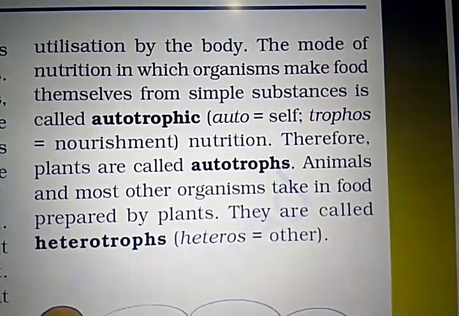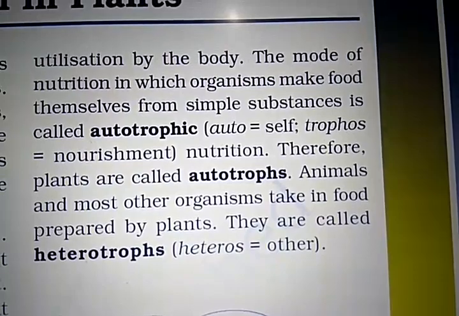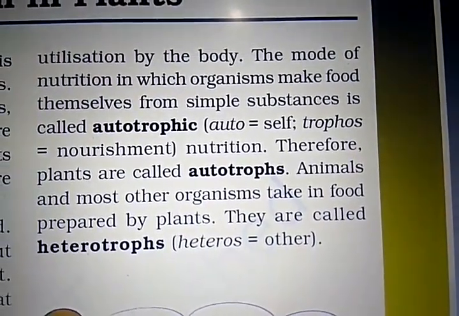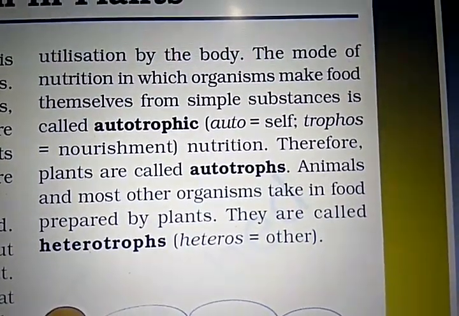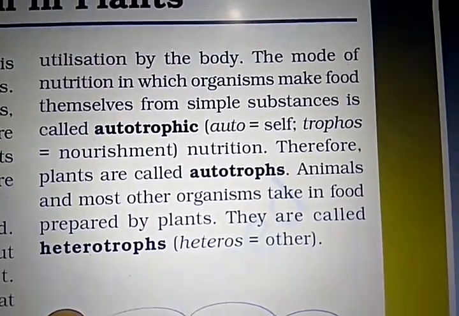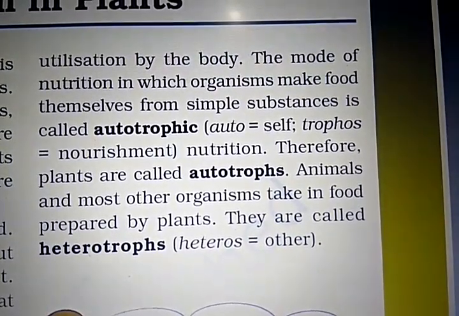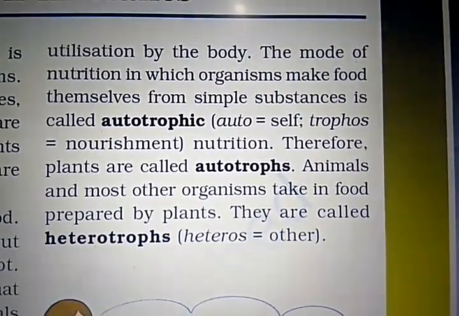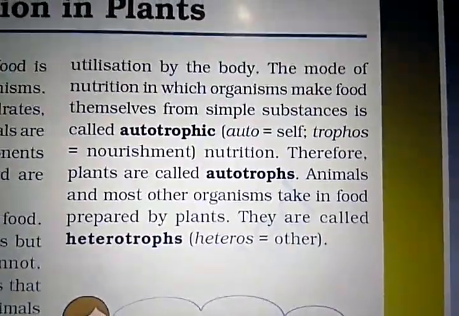The mode of nutrition in which the organism makes food itself from simple substances is called autotrophic. Auto means what? Self, and troph means nourishment, right? Self nourishment, self nutrients it creates. That is the mode of nutrition in which organisms make food themselves from simple substances, that is autotrophic. So autotrophic, the example is plants.